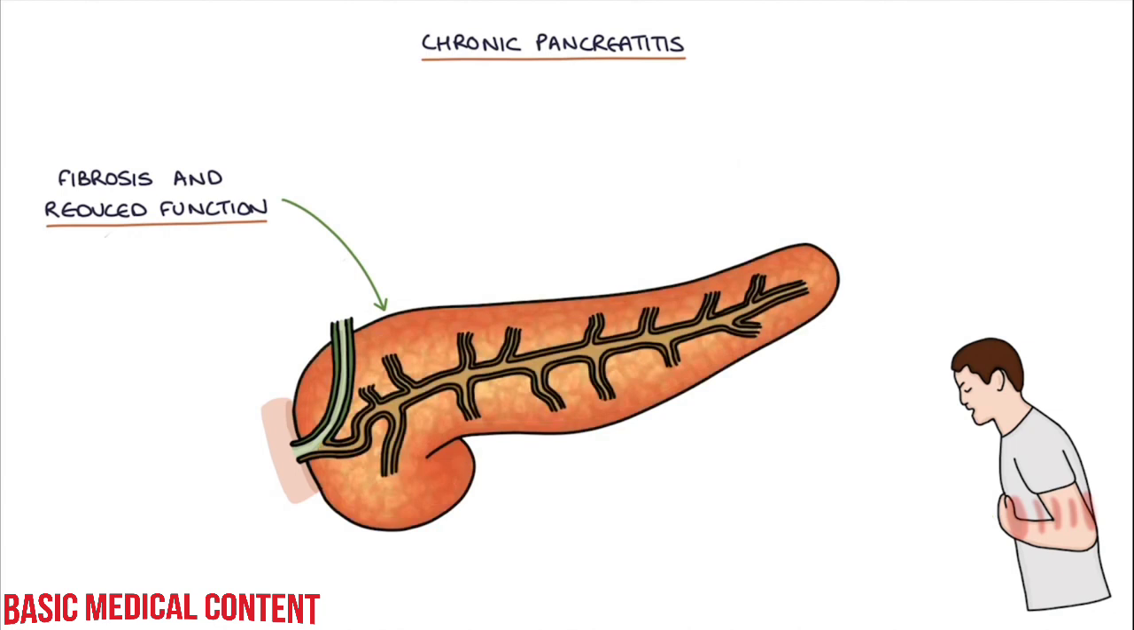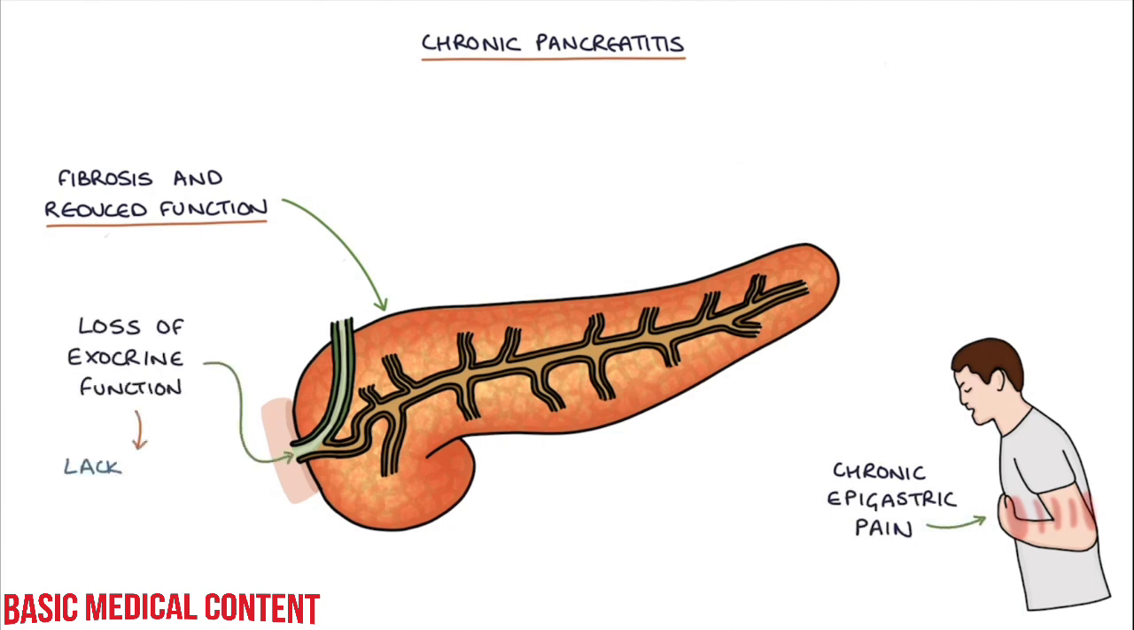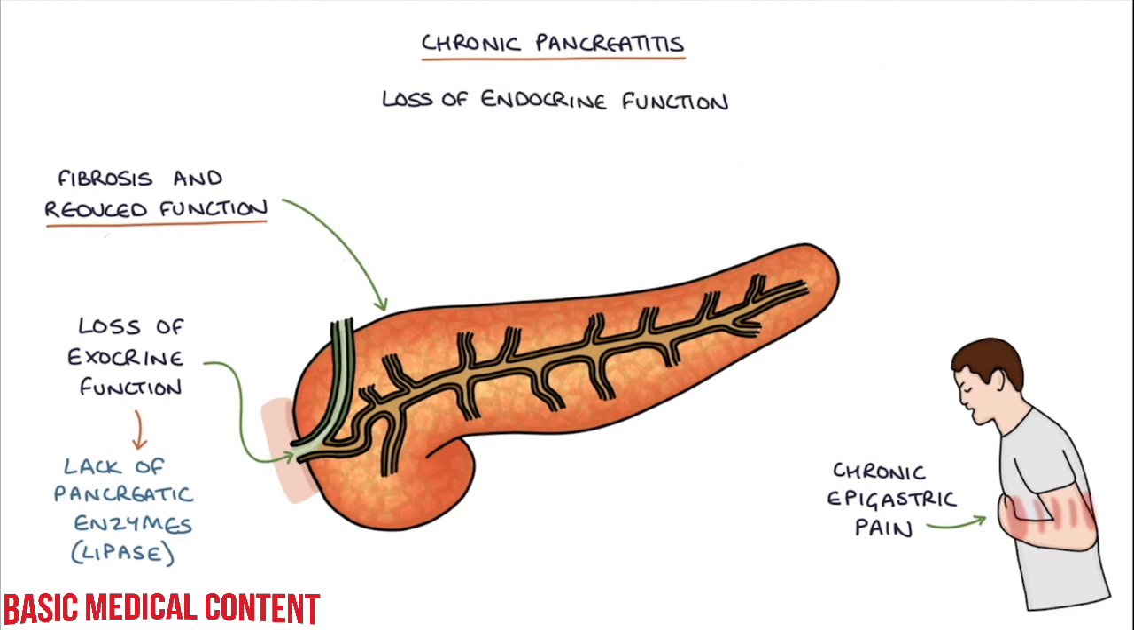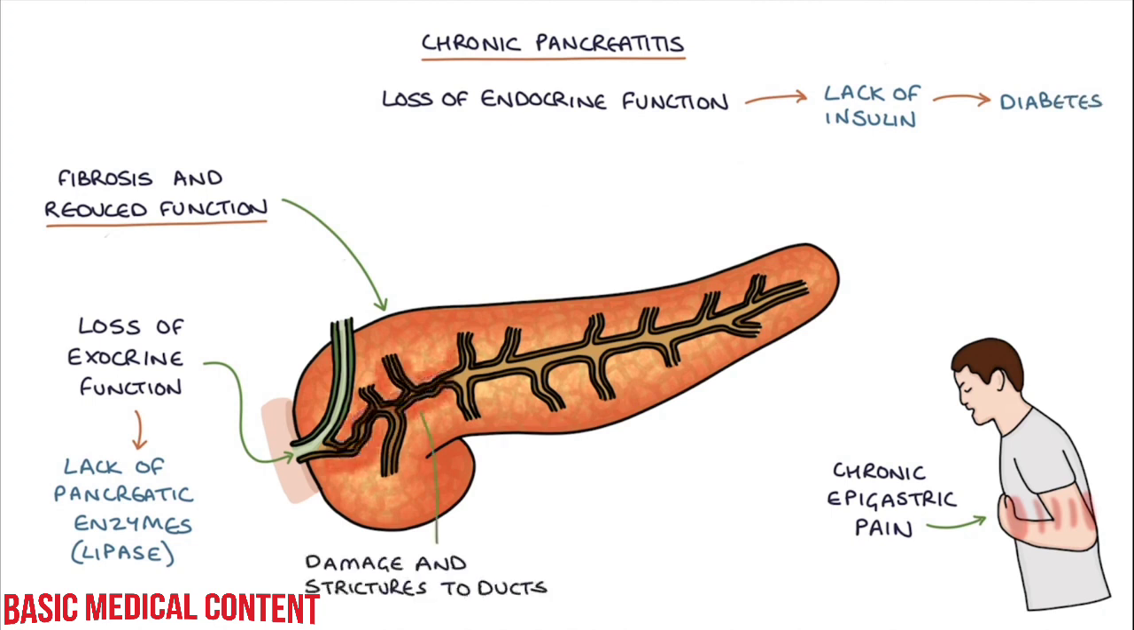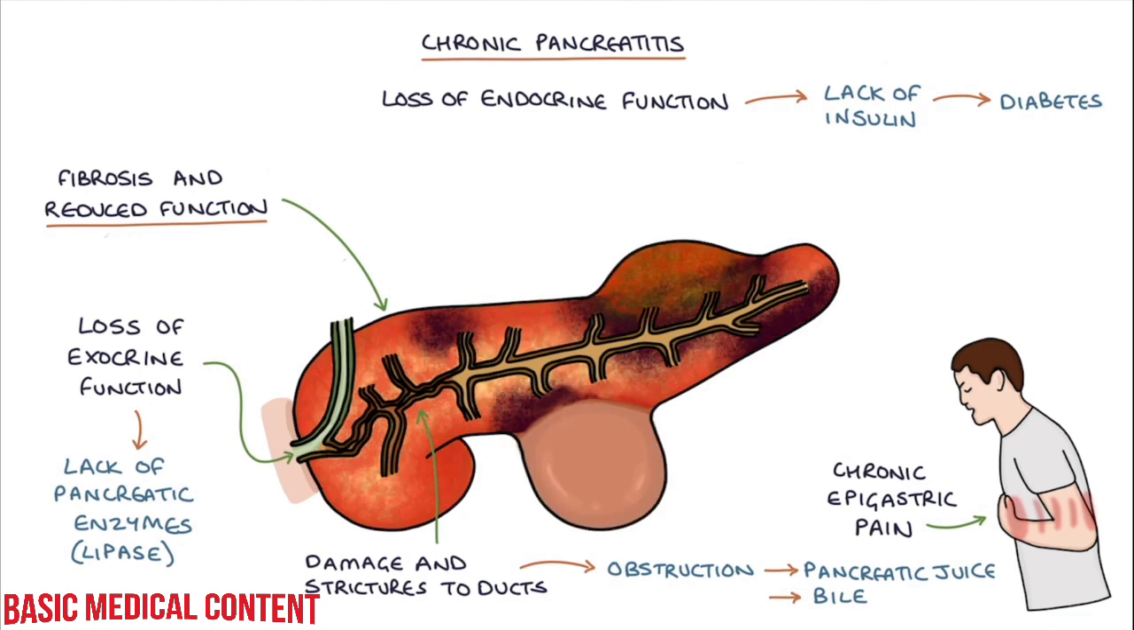Key complications are chronic epigastric pain, a loss of exocrine function of the pancreas resulting in a lack of the pancreatic enzymes, particularly lipase, which are normally secreted into the gastrointestinal tract. A loss of the endocrine function of the pancreas, resulting in a lack of insulin leading to diabetes. Damage and strictures to the duct system, resulting in obstruction in the excretion of pancreatic juice and bile. And the formation of pseudocysts or abscesses.